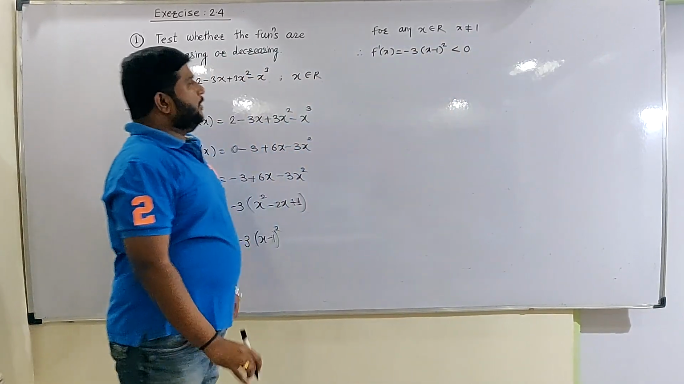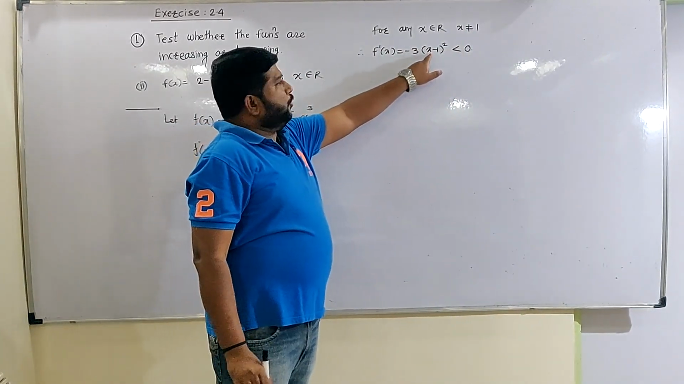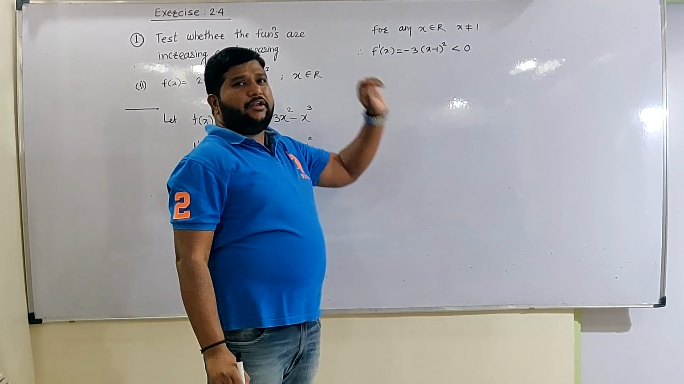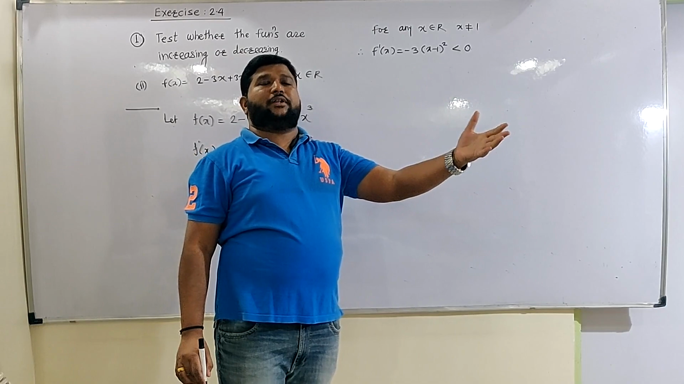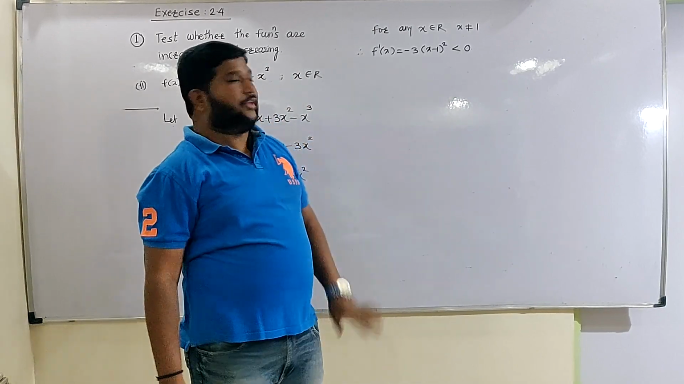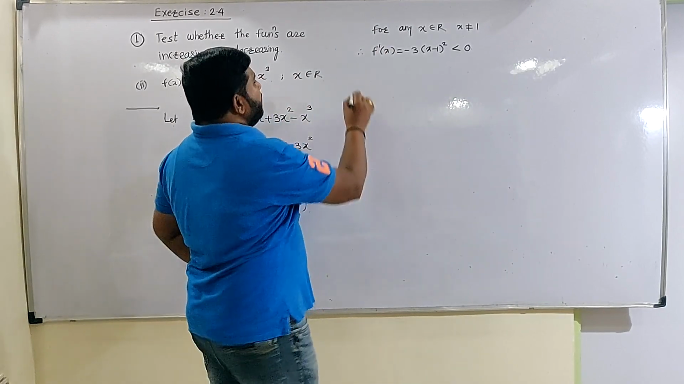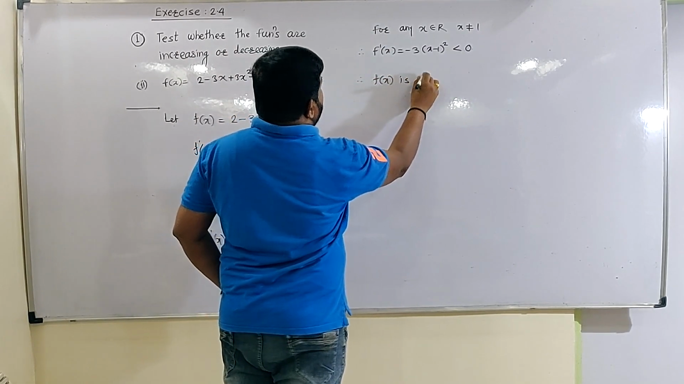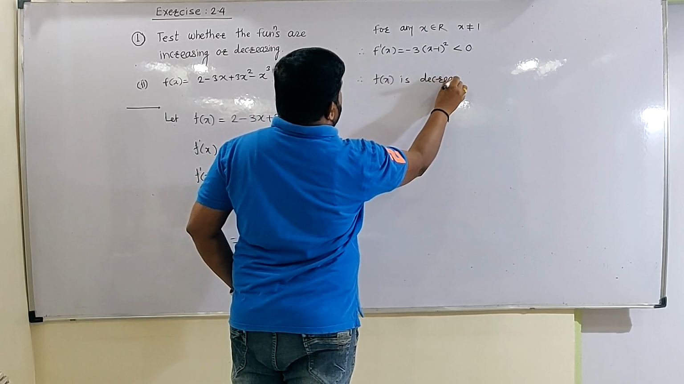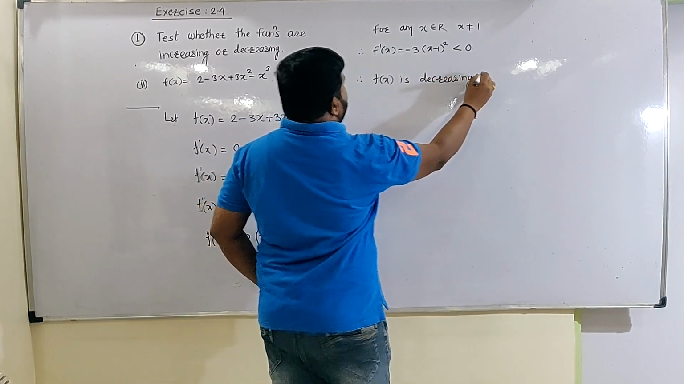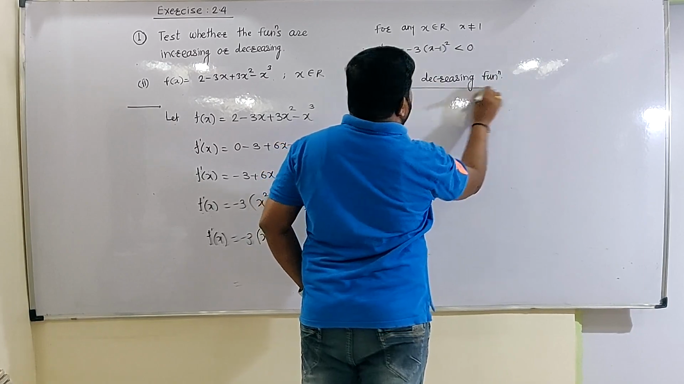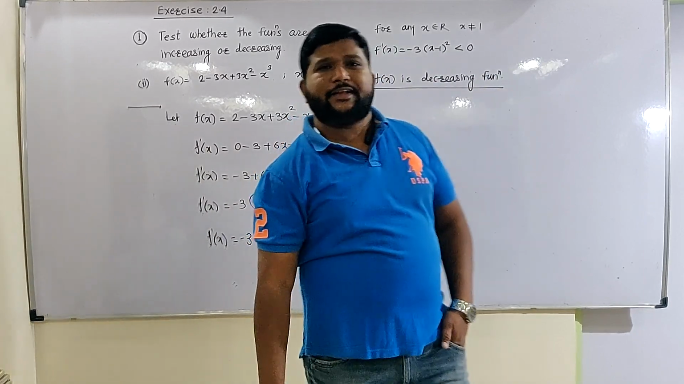Less than 0 है. यहाँ पर 3 पुट किया, 3 minus 1 2 का स्क्वायर 4, 4 into minus 3, any number into negative number, that is definitely negative. That's why this is less than 0. So therefore f of x is decreasing function. फंक्शन कौन सा है? डिक्रीजिंग फंक्शन. ये उसका आंसर है.